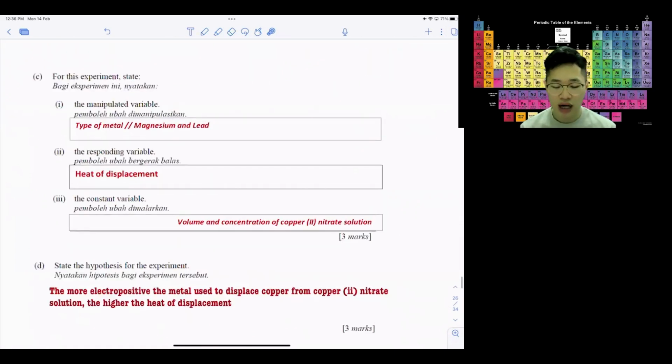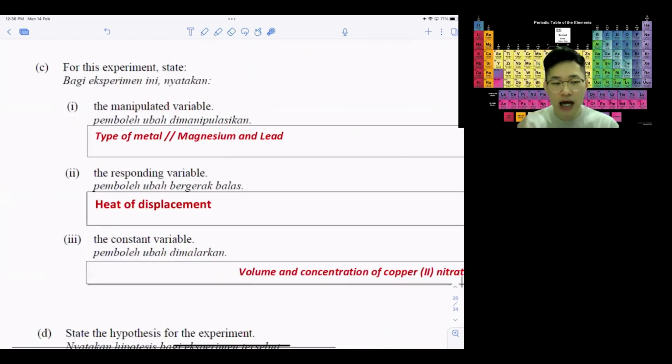So next, the variable. You see, they are using magnesium and lead, so they are using two different types of metal. Or you can just write magnesium and lead like that. Tell them specifically what are the two different things they are using. An easier way will be types of metal. Responding variable: heat of displacement.